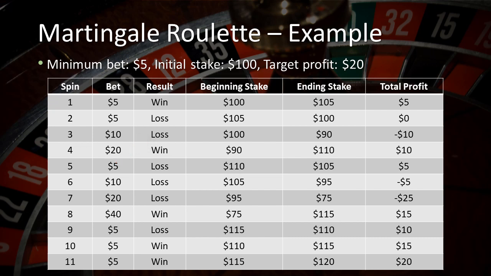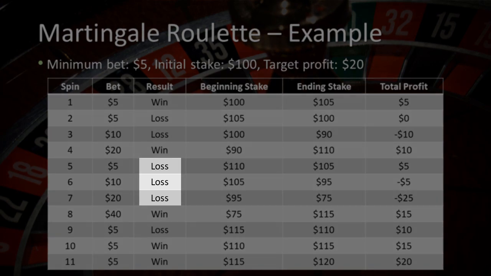Since the player lost again, they again double their previous bet, and now wager $20 on the next spin. This time the player wins and gets their $20 bet back, plus an additional payout of $20, for a total of $40. At this point, the player's available balance is $110, and their profit is $10. Having just won, the player returns to the $5 minimum bet for the next spin.